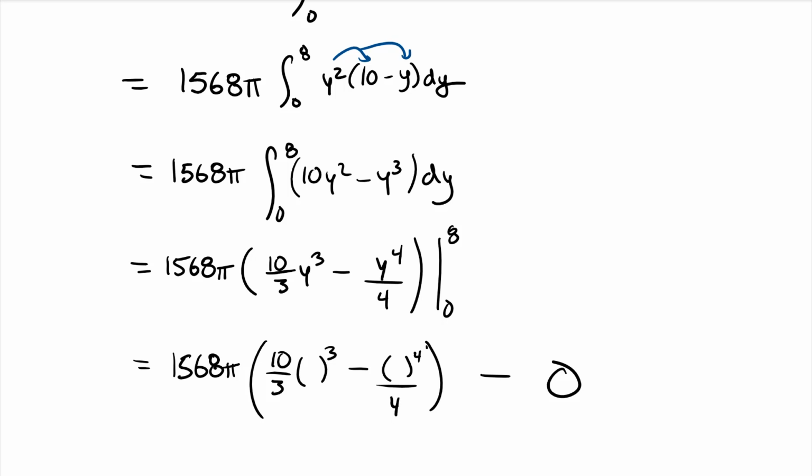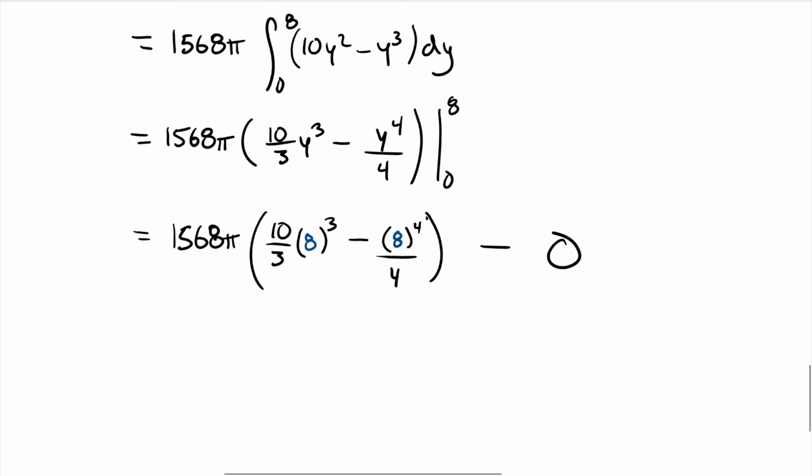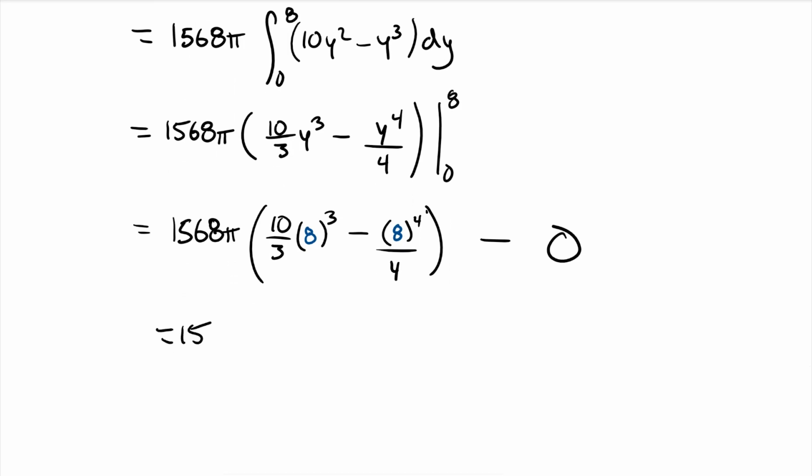Hopefully this is showing you that your teacher is not going to make you do crazy amounts of multiplication by hand. So let's run it through. Let's see what we get. We get 1568 pi times 8 cubed. I think I lied. I think it's 512. Is it 512?